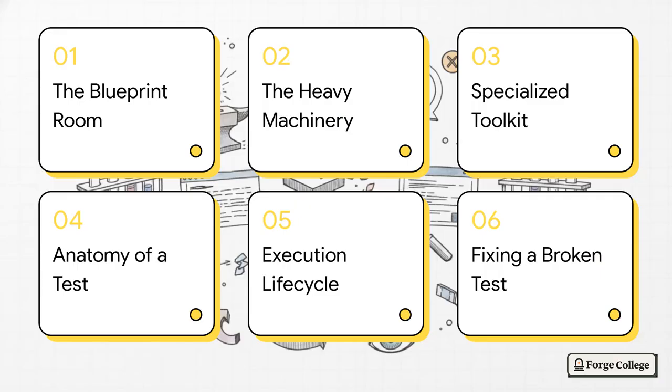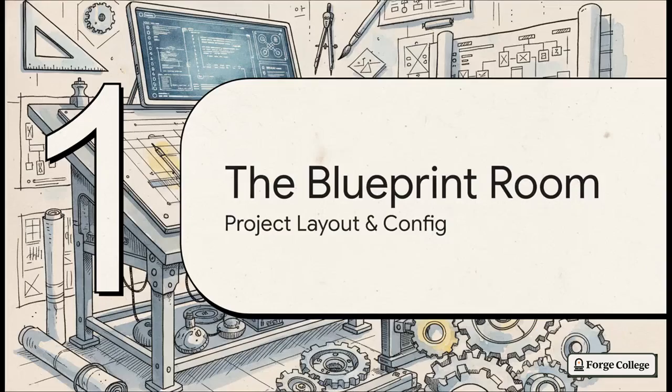To make all of this super intuitive, we're going to treat the Foundry Suite just like a meticulously organized manufacturing plant. We'll kick things off in the blueprint room, head down to the factory floor to check out the heavy machinery, crack open our specialized toolkit, inspect the anatomy of a test on the assembly line, trace its entire execution lifecycle, and finally, we'll roll up our sleeves and fix a broken test. Let's get to it.